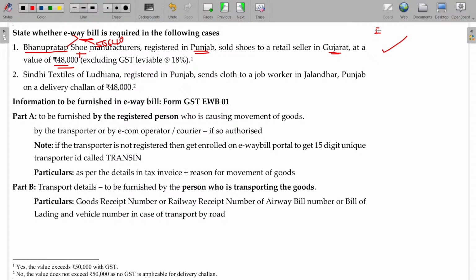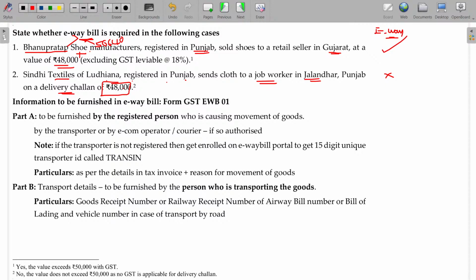Okay. E-way bill needed. Sindhi Textiles, Ludhiana, registered in Punjab, sends cloth to a job worker in Jalandhar, Punjab on a delivery challan. The value being 48,000 rupees. As the value is 48,000 rupees, of course there is no GST involved, the value is less than 50,000. You don't need to create the e-way bill here.